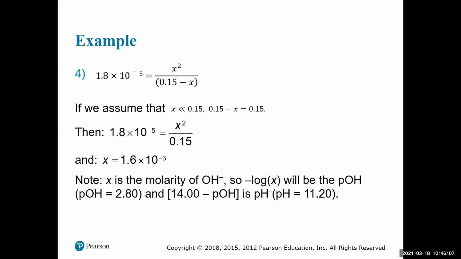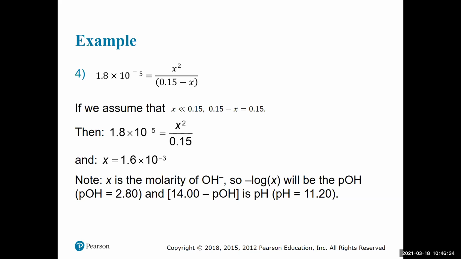And the beauty of that is by making that assumption, we don't have to do the quadratic equation. So instead of taking a page or two of writing numbers down, it's now just a little bit of space to go ahead and solve this for x. X is 1.6 times 10 to the minus 3.